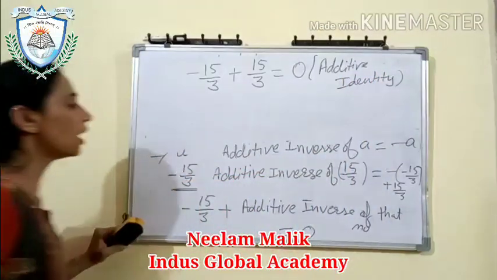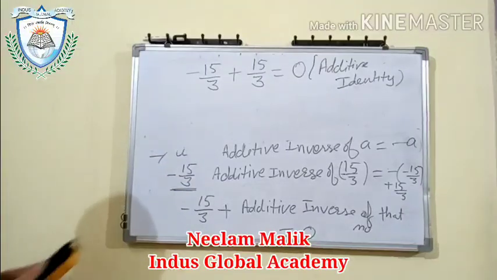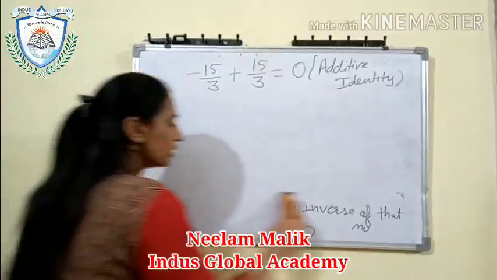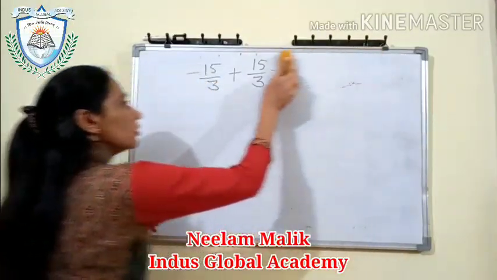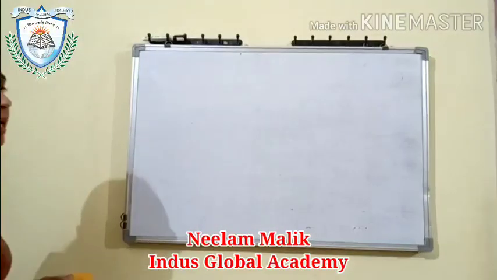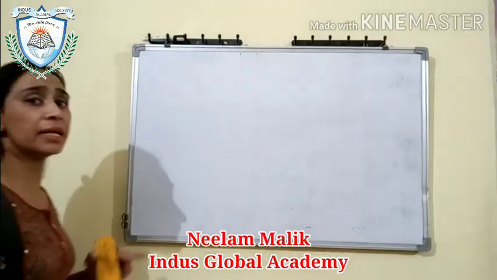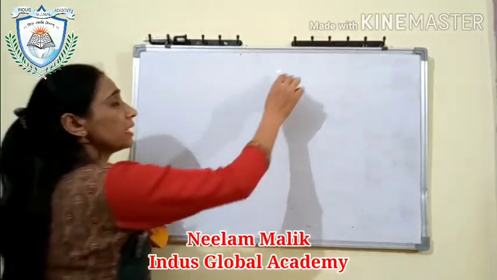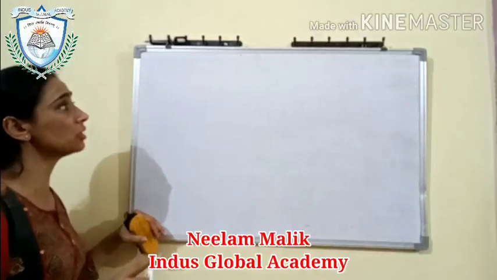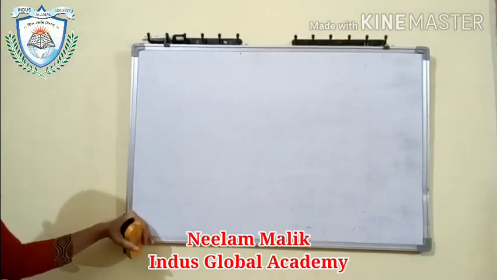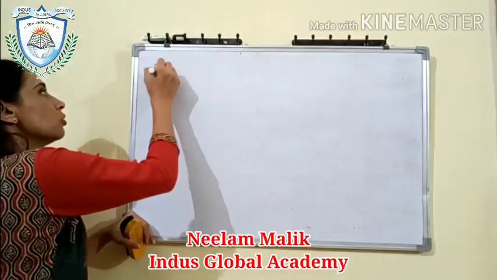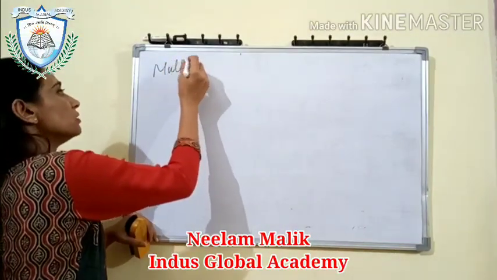Okay. Now I'll explain the multiplicative inverse. I told you one is the multiplicative identity. What is the multiplicative inverse? As you have seen, when we add a number and its additive inverse, we get the additive identity. So the same in multiplication, when you multiply the actual number and its multiplicative inverse, you will get 1. That is the multiplicative identity.